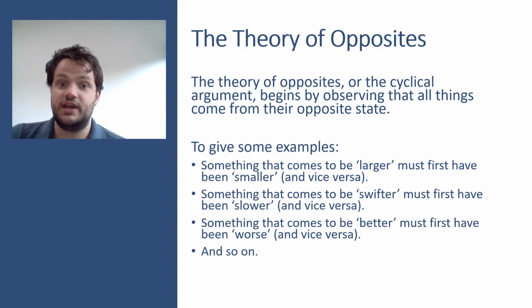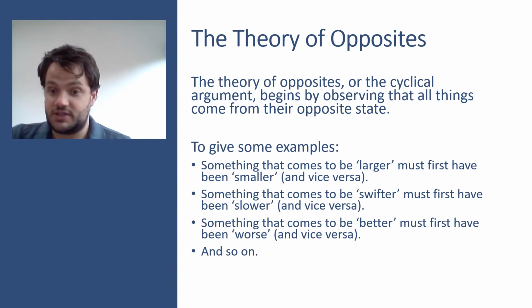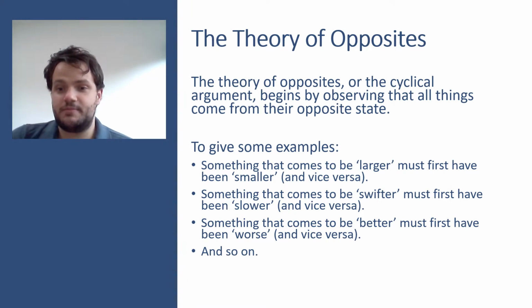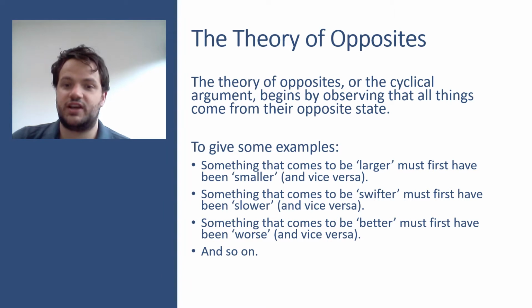The theory of opposites is also sometimes called the cyclical argument, and I think you'll begin to see why as we progress through. It begins by observing that all things come from their opposite state. So to give some examples, something that comes to be larger must first have been smaller, and vice versa. Something that comes to be swifter or faster must first have been slower, and vice versa. Something that comes to be better must first have been worse, and vice versa. And so on. Examples can be multiplied. You get the idea.